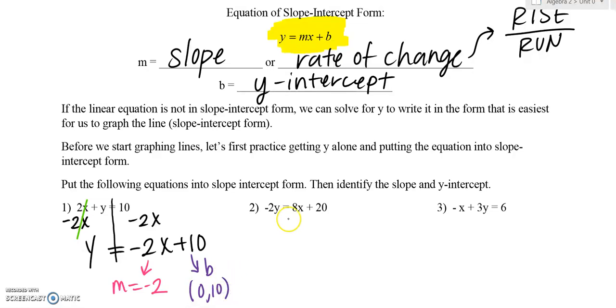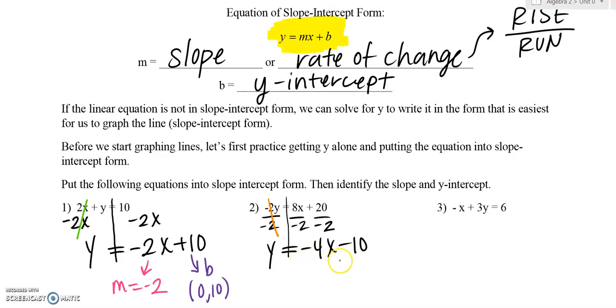Problem 2. I'm going to solve this, so I'm going to separate it out. And I have negative 2 times y. To undo multiplication, I need to divide. What I do to the left, I have to do to every term on the right-hand side. That's going to get rid of my negative 2 there. And I'm left with y is equal to negative 4x minus 10.